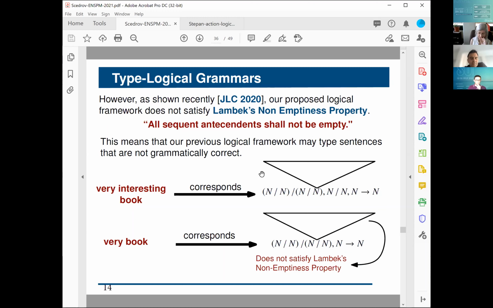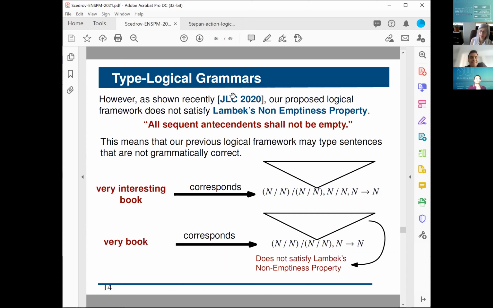Lambek himself shows the basic example is that you have such linguistically correct phrases as very interesting book that corresponds to this sequent. But now, if you don't insist on this non-emptiness, then you can also derive nonsense, like very book. Okay, so the system overgenerates, okay?